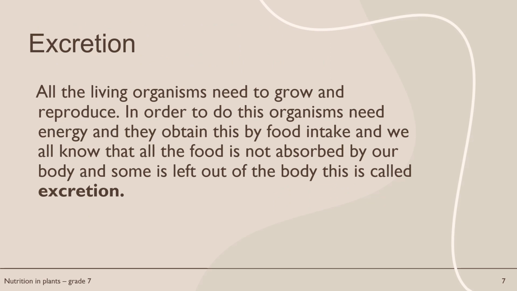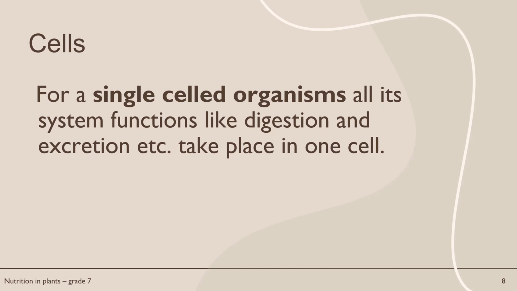Excretion. All living organisms need to grow and reproduce. In order to do this, organisms need energy and they obtain this by food intake. And we all know that all food is not absorbed by our body and some is left out, and this is called excretion. For a single-celled organism, all its system functions like digestion and excretion take place in one cell. Obviously, because they have one cell and everything needs to happen in the same cell.